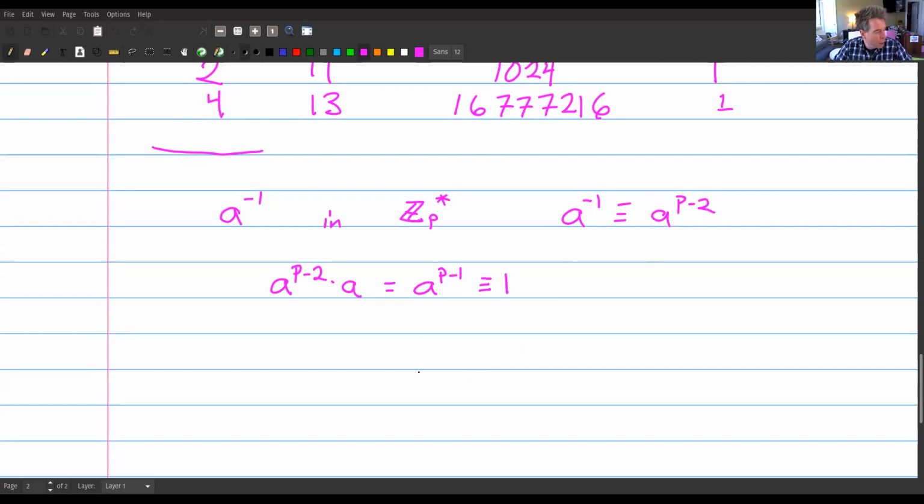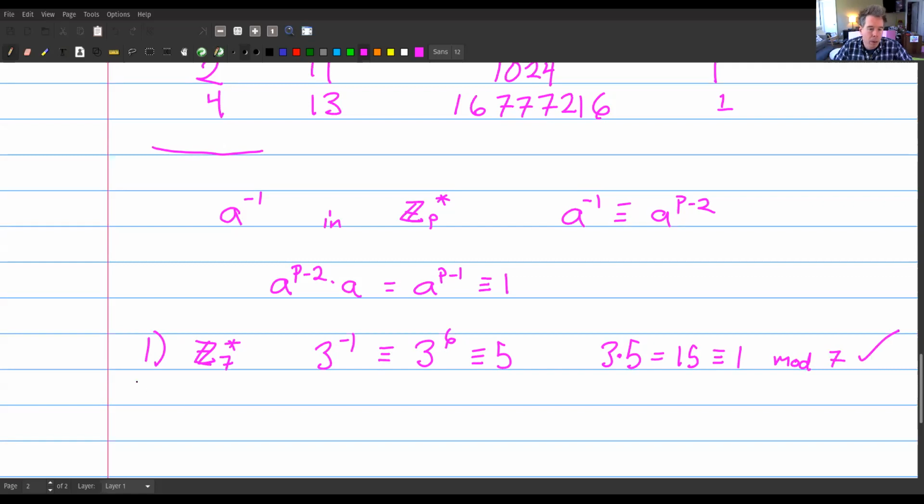So we could give an example of this based on the examples that we did above. If you're working in the multiplicative group mod 7, and you want to know what 3 inverse is, this must be congruent to 3 to the 6th power, which is 5 mod 7. And then you can just check that it's true. So it should be true that 3 times 5 is 1. 3 times 5 is 15, and modulo 7, that is 1. So it works.